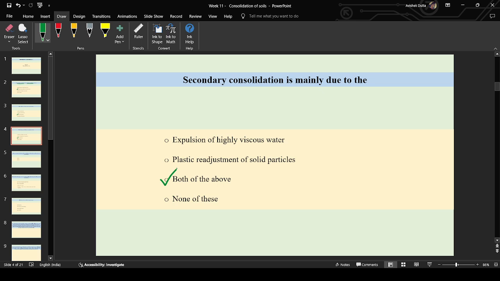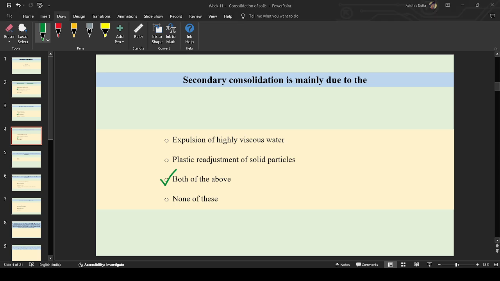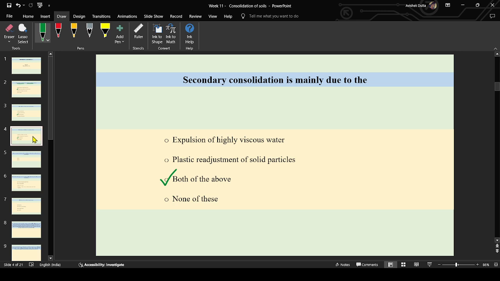So yes, as you have mentioned correctly, secondary consolidation is mainly due to the expulsion of highly viscous water which leads to the plastic readjustment of solid particles. So both of the above, correct answer. It happens simultaneously, one after the other. Okay, good. Next question.